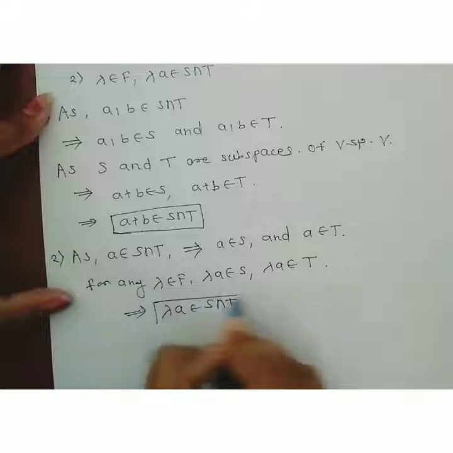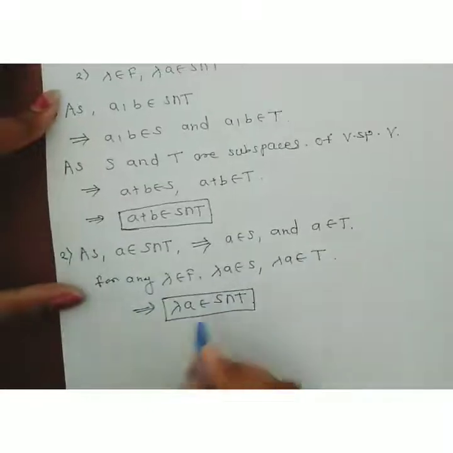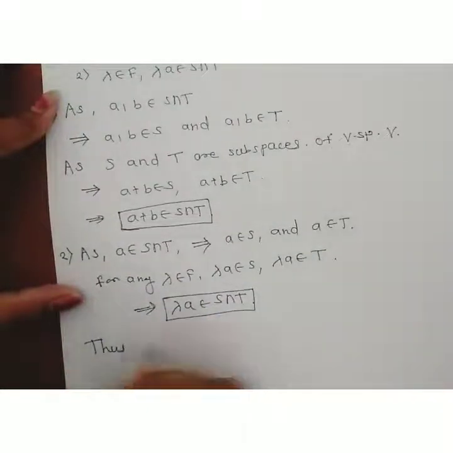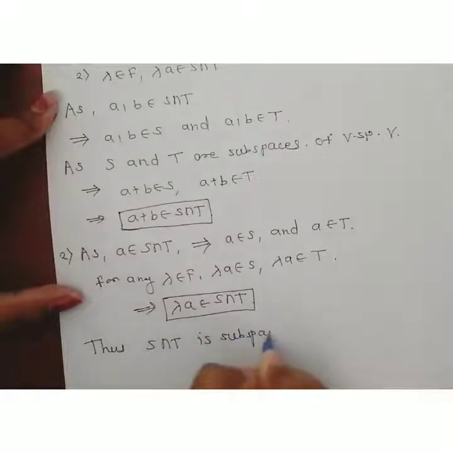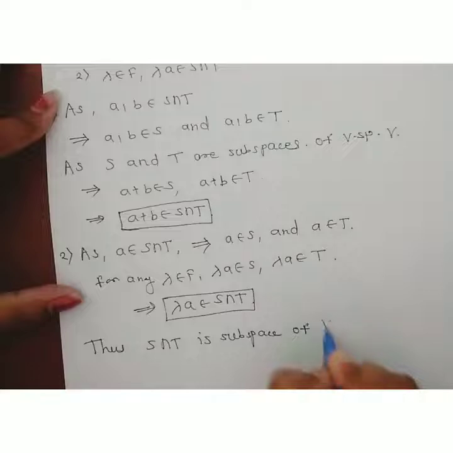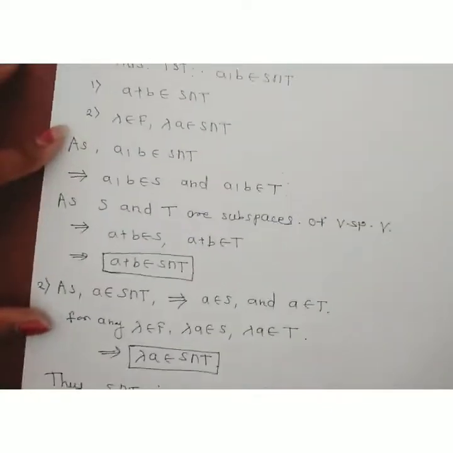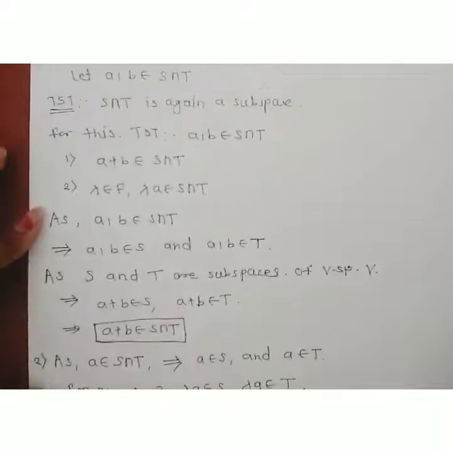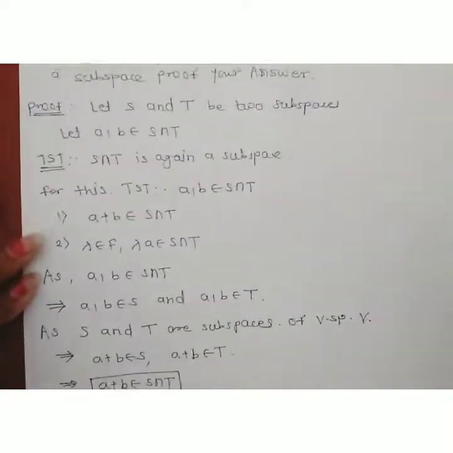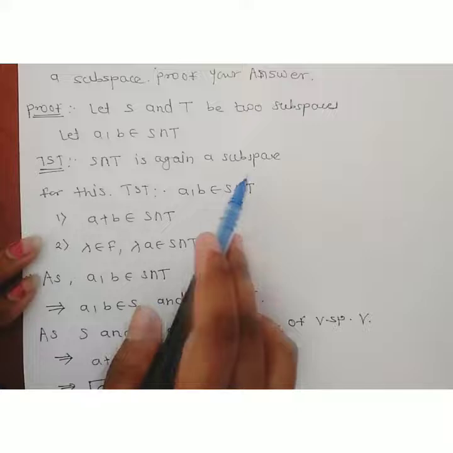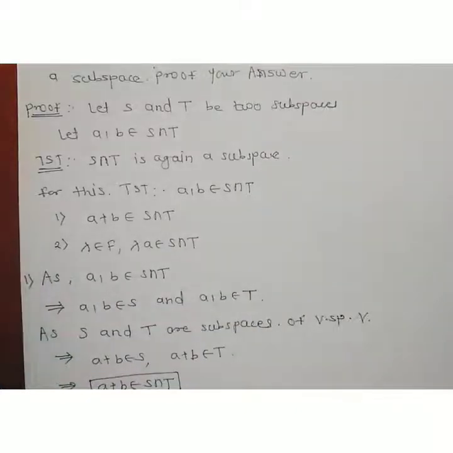Therefore, the second property is also satisfied by S intersection T. Thus S intersection T is a subspace of vector space V. Both properties are satisfied by S intersection T, which implies that S intersection T is a subspace of the vector space V. And this happens when S and T are subspaces of the vector space V.